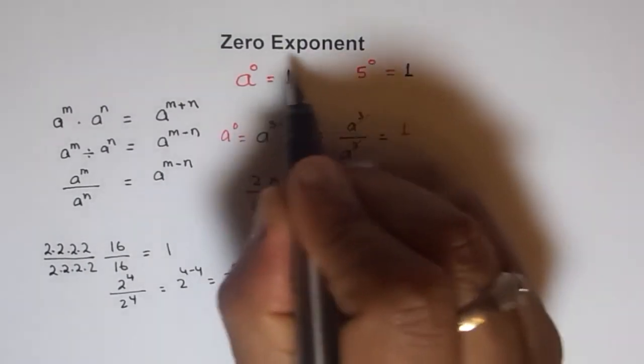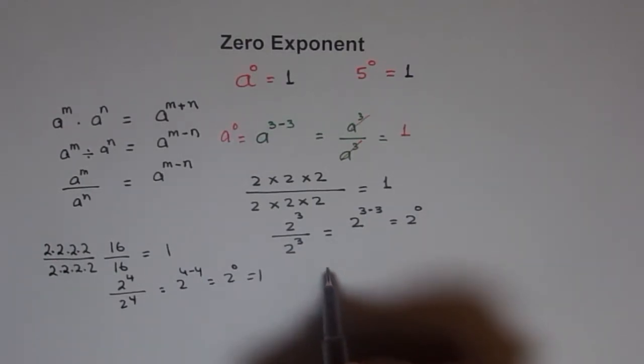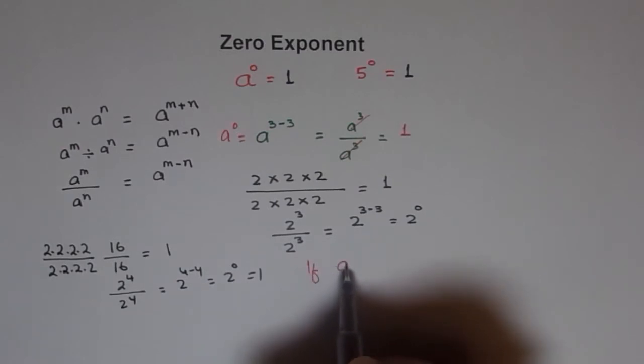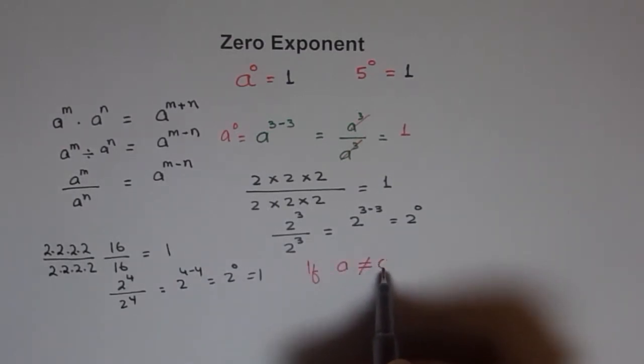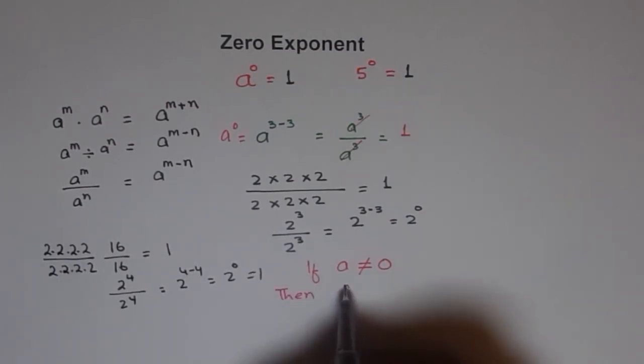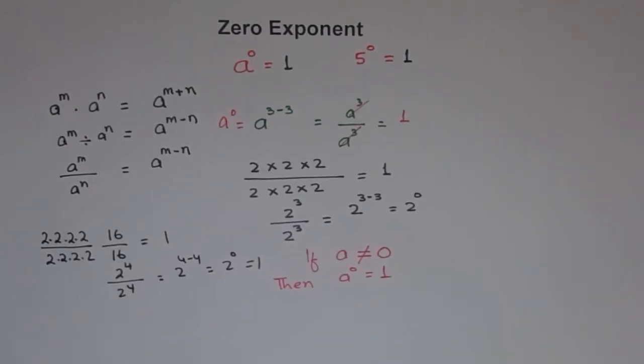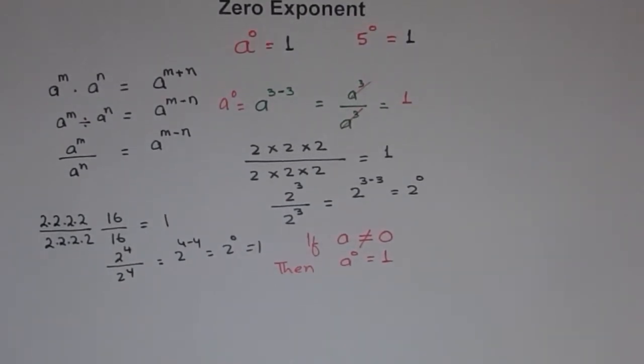That's what the zero exponent law is. Anything to the power of 0 is 1, except one thing. What is that one exception? That a cannot be 0. So we write, if a is not equal to 0, then a to the power of 0 is 1. Do you see that rule now? So that's our zero exponent law. Correct? And we tried it so many different ways.